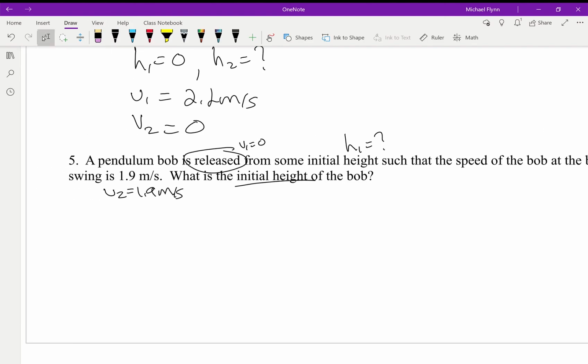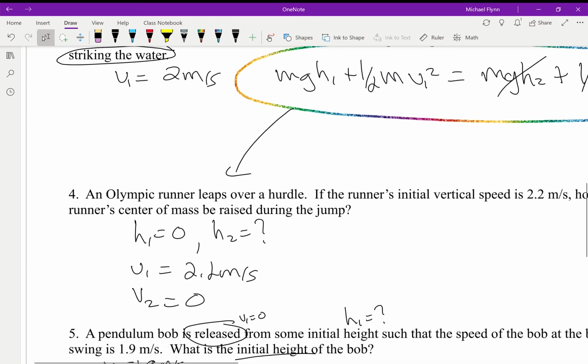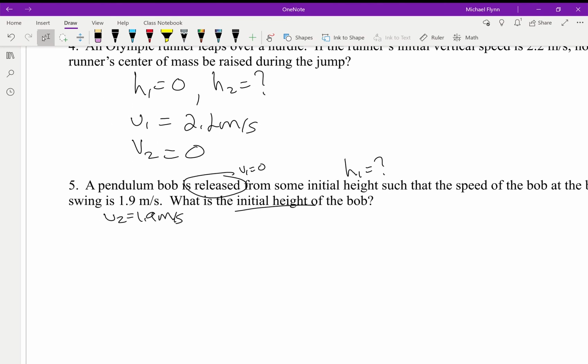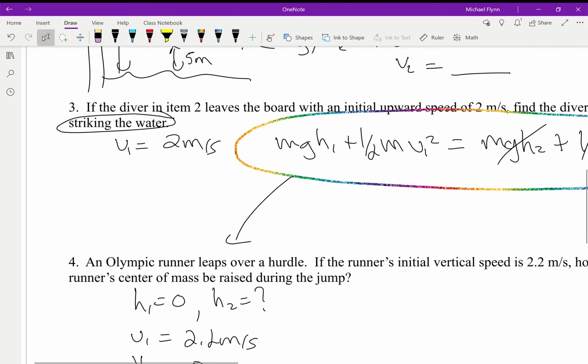So just go ahead, plug the numbers into the rainbow equation there. That's it. That rainbow equation says it all. You do that every time.